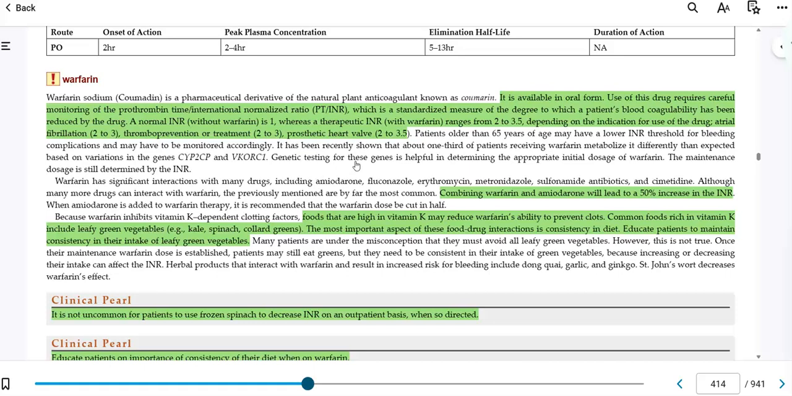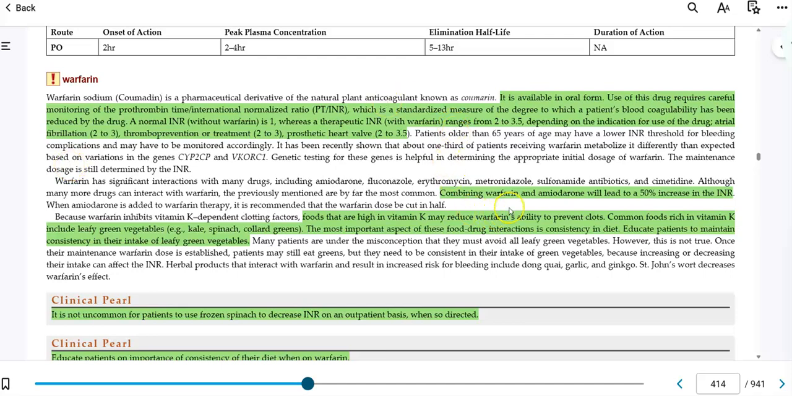Because my warfarin inhibits vitamin K dependent clotting factors, foods that are high in vitamin K may reduce my warfarin's ability to prevent clots. So think about common foods that are rich in vitamin K, such as green leafy vegetables, kale, spinach, collard greens. And the most important aspect of the food to drug interactions is consistency in diet. So if they've always eaten that food, then that's fine, but we don't want them to all of a sudden start eating it if they haven't eaten that food. So an NCLEX question would have 4 different types of trays or dinner, and they'd want you to avoid the one that has an increase in the vitamin K food.